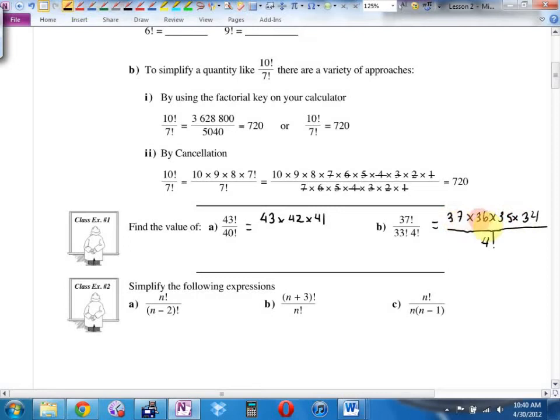1 less times 1 less times 1 less times, what would the next number that I would write here, Amanda, be? 33, and then, you know what, I can replace that 33, 32, 31, 30 with a 33 factorial, and that would cancel the 33 factorial on the bottom. This would be easier to type into my calculator, way less work. Perhaps. Or if I had to do it in my head, perhaps.